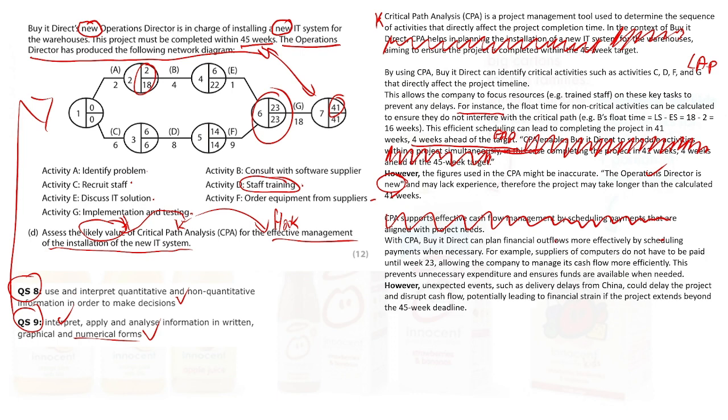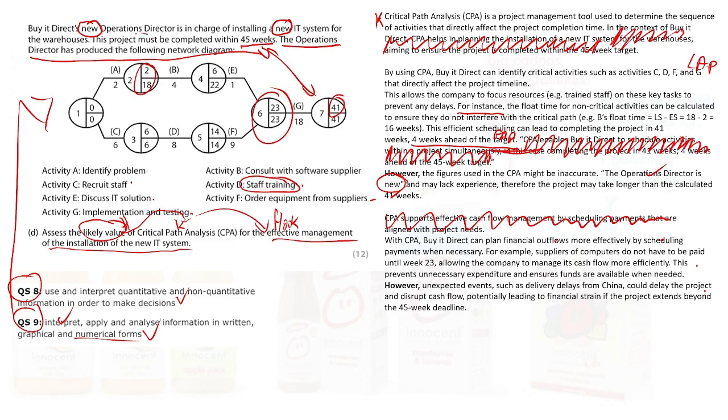However, unexpected events such as delivery delays from China, that's my loose interpretation of where they've got it from because of the other data extract, I didn't just make it up, could delay the project and disrupt cash flows. Remember, this is about cash flows. This needs to be about cash flows. Potentially leading to financial strain if the project extends beyond the 45-week deadline.